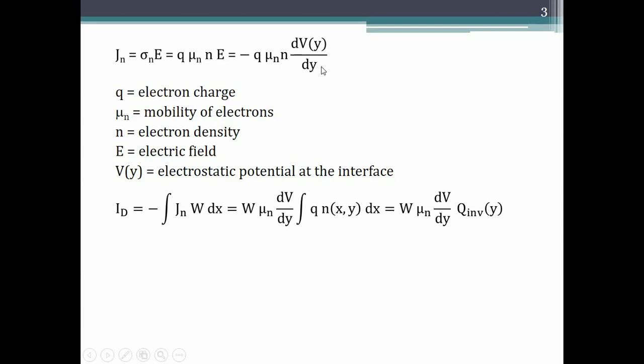We say, okay, I want to find the current, which is the integral of the current density integrated over the cross section of the current flow. We say ID is equal to minus the integral of J W dx. Why minus? Because this is an electron current, so you put a minus in front, because the current flow has a negative sign with respect to the electron flow. So we say integral J, and W is the third dimension, dx is the depth, right?